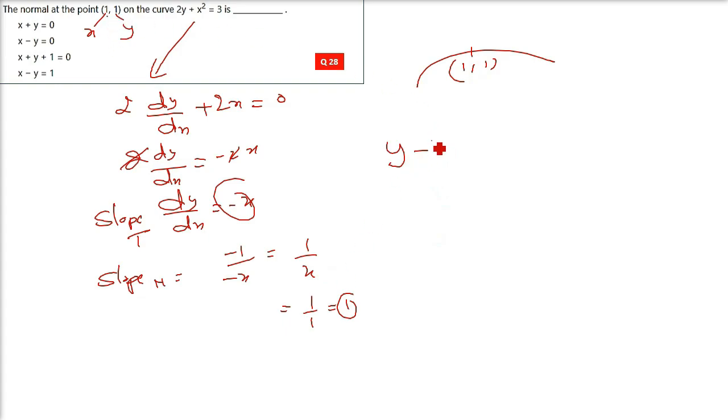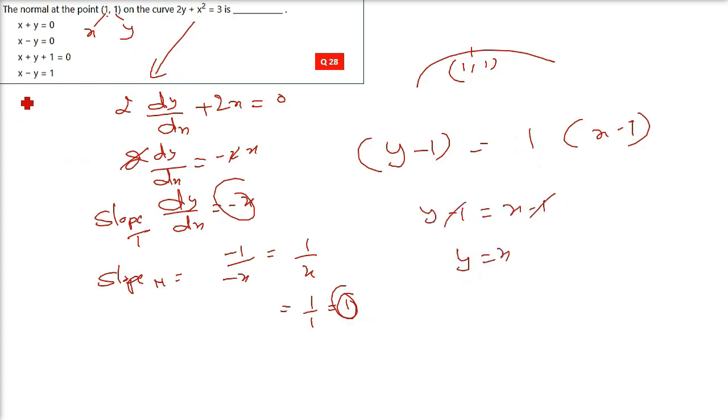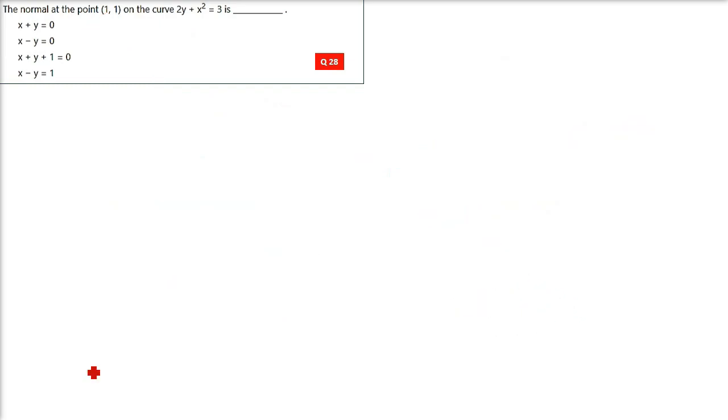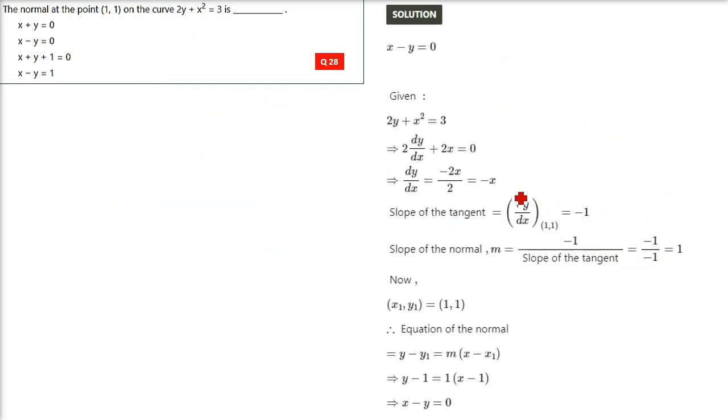Now you'll take this as y minus 1 equals m times (x minus 1), m is 1. So y minus 1 equals x minus 1. You can cancel the 1s. Either x minus y equals 0 or y minus x equals 0, whichever you want. But the option here is x minus y equals 0. That is your solution. So this is how you're going to write it, because these are the sentences you have to make, and this is the proper way of solving.